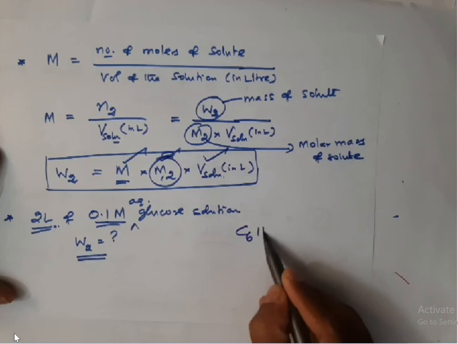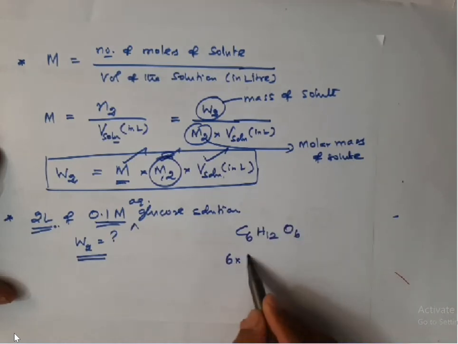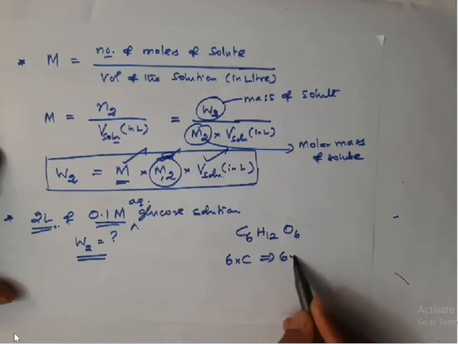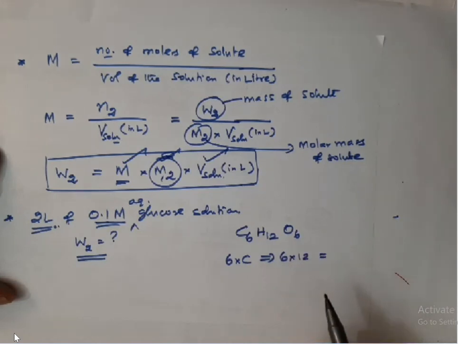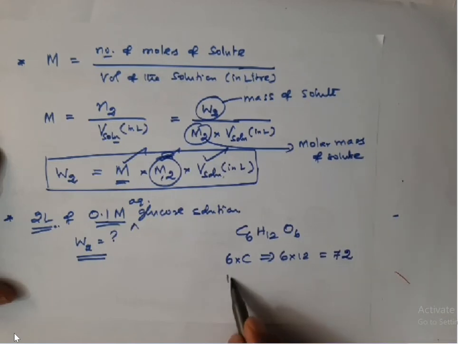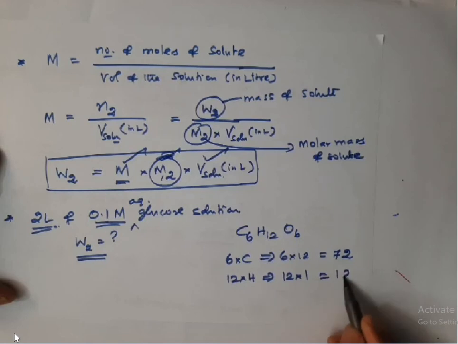C6H12O6. So we have 6 carbon atoms. For each carbon, atomic mass is 12. So 6 into 12, how much? 72. Very good. Then we have 12 hydrogen. For hydrogen, atomic mass is 1. So 12 into 1 is 12.